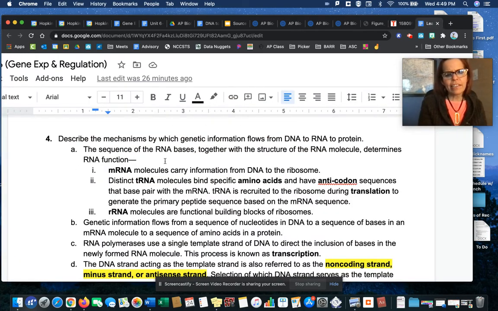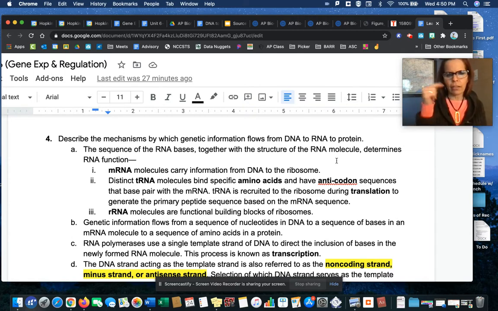All right. The sequence of the RNA bases together with the structure of the RNA molecule determines the RNA function. So remember that mRNA is single-stranded. tRNA, the trucks, is folded up on itself and forms what they call a hairpin structure, with an anticodon down at the bottom, and it carries the amino acid up at the top. rRNA, the ribosomal RNA, is all bound up and makes the ribosomes. And then we even learned about small RNAs, little double-stranded RNAs that lead to the degradation of other mRNA molecules.